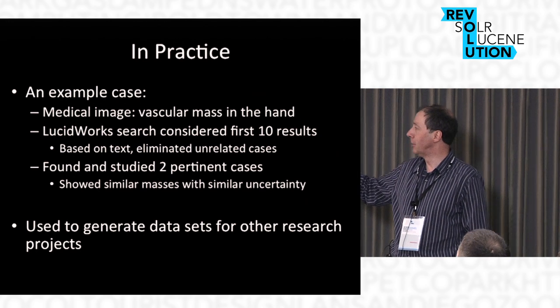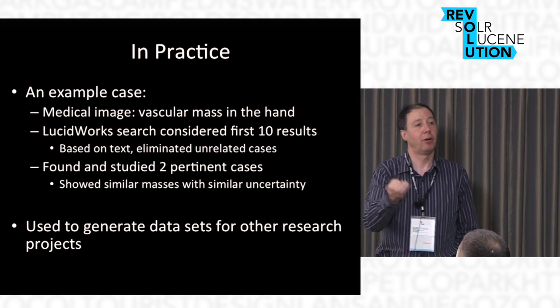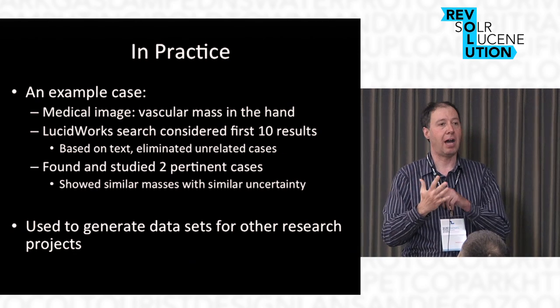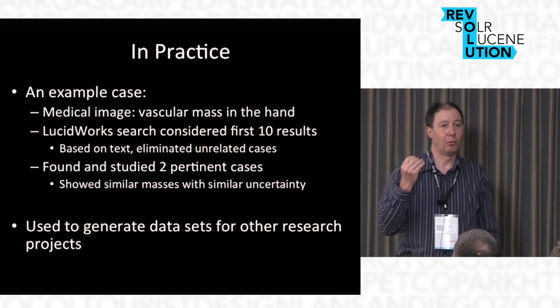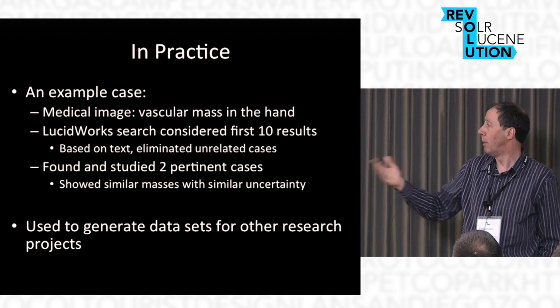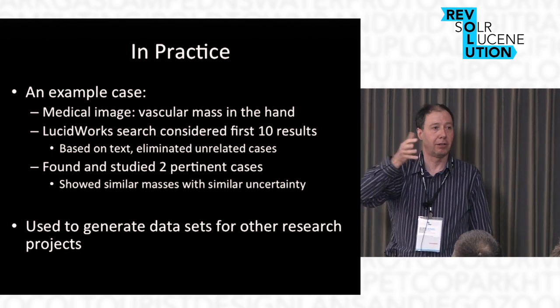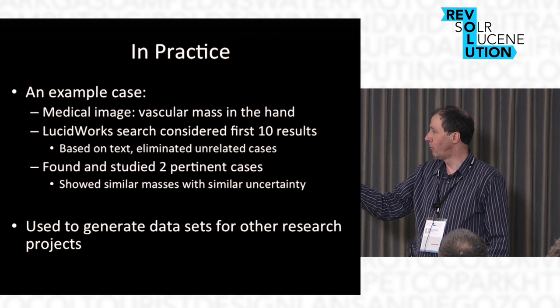And in a particular case, I was told about this where something very unusual happened. There was an image that came up with an odd mass in the hand that was essentially unrecognizable. And we were able to use this tool to pull up other images that looked like it by using keyword searches on the particular medical terms that were appropriate. And we were able to pull up, was it two more images?